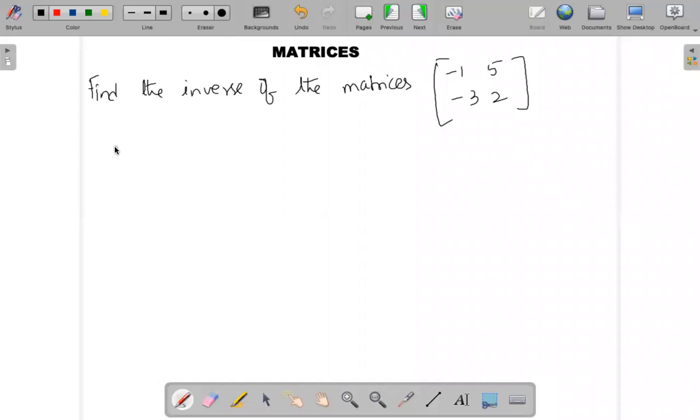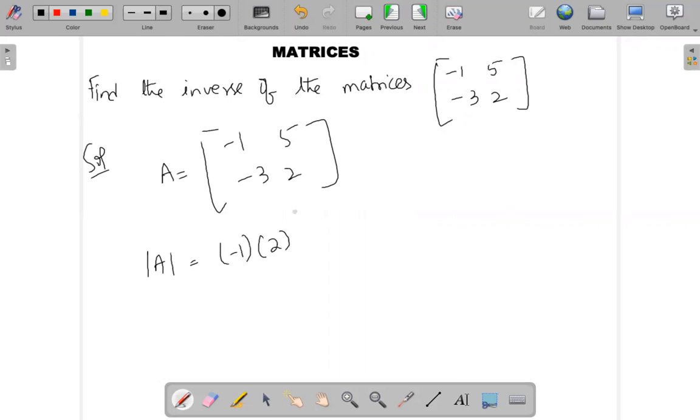So the inverse of the matrices. So this is A as minus 1, 5, minus 3, 2. Now the determinant of A will be minus 1 multiplied into 2 minus 2 3, minus 3 multiplied by 5. So after simplifying, you get that as 30.